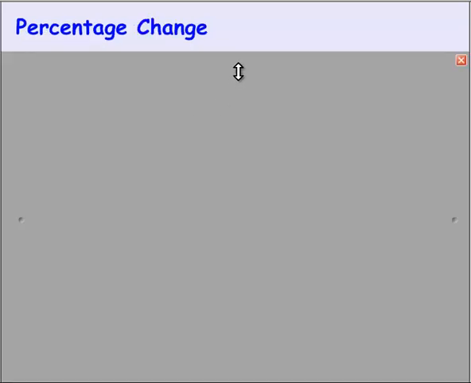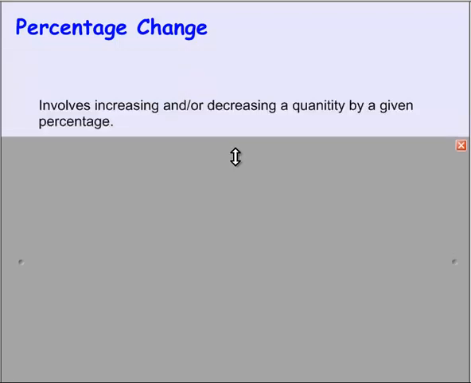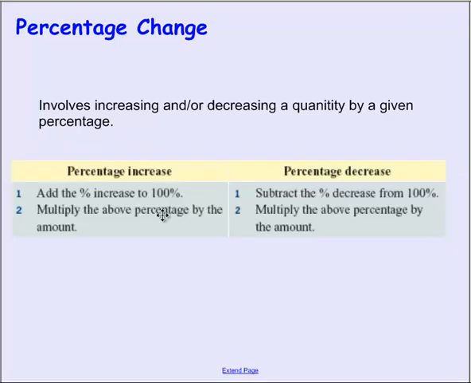So now I want to have a look at percentage change and the idea behind this lesson. Percentage change is simply increasing or decreasing a quantity by a given percentage. And here's a little extract from your textbook, and it's using the method that I like to use.